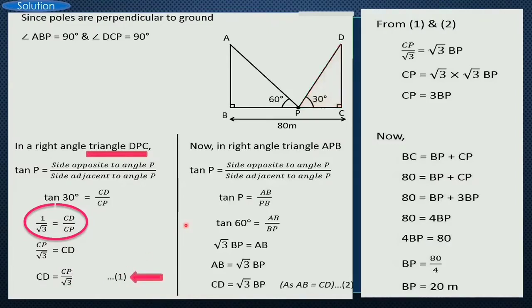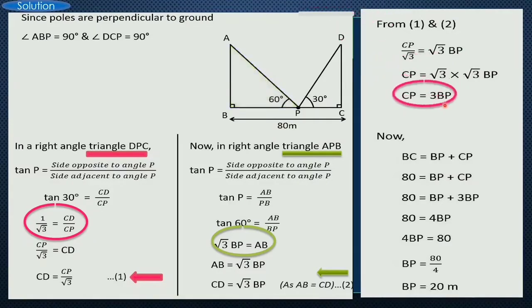Now we'll consider the next triangle, that is triangle APB. Again I am going to apply tan theta, which is equal to AB upon PB. Now substitute the values as theta is here 60 degree, means tan 60 degree is equal to AB upon PB. So we will get AB is equal to under root 3 BP. Now what we will do, we will just replace this AB by CD because both are equal as given to us in the question. So take this equation number 2. Now from first and second equation you can observe CP upon root 3 is equal to root 3 into BP. After solving we will get CP is equal to 3 times of BP.